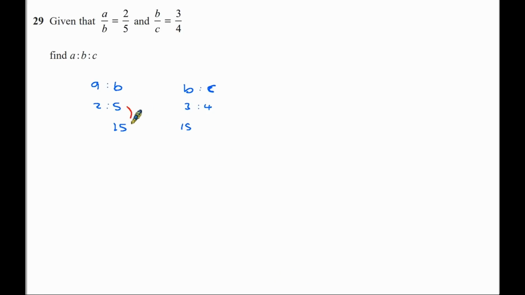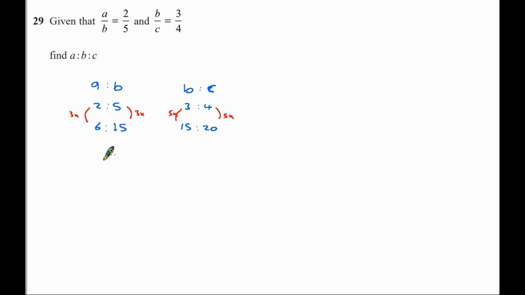Well, on this side, I've multiplied by 3 to get to 15. So using the rules of ratio, I have to multiply here by 3. Therefore, I'm going to get 6. So 6 to 15 is an equivalent ratio to 2 to 5. If I look at the second ratio, I've actually multiplied this by 5. Therefore, I'm going to multiply the other side by 5. That gives me a value of c of 20.